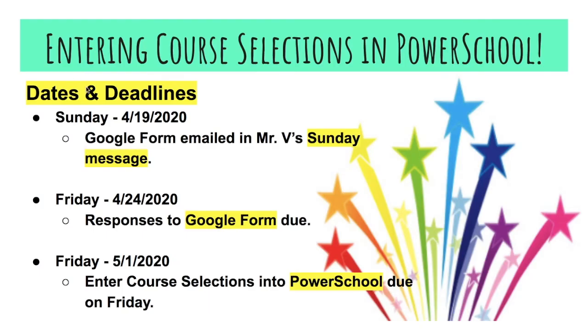Here are some important dates and deadlines. The Google form was emailed to you on April 19th. The responses to your Google form are due on April 24th. All of your classes need to be entered in PowerSchool by May 1st. Remember, if you have any questions, please reach out to your counselors. We are happy to help.